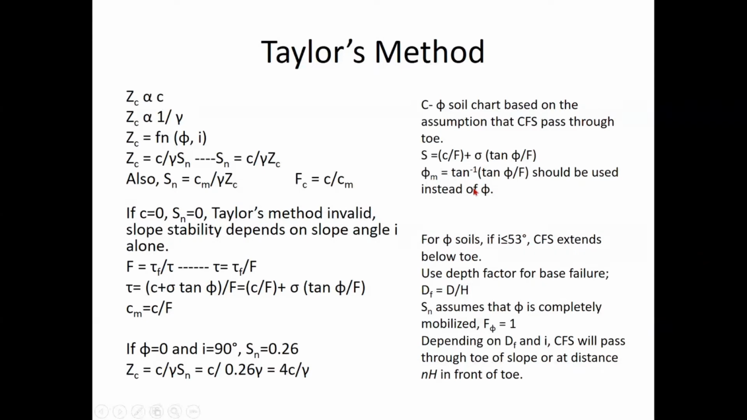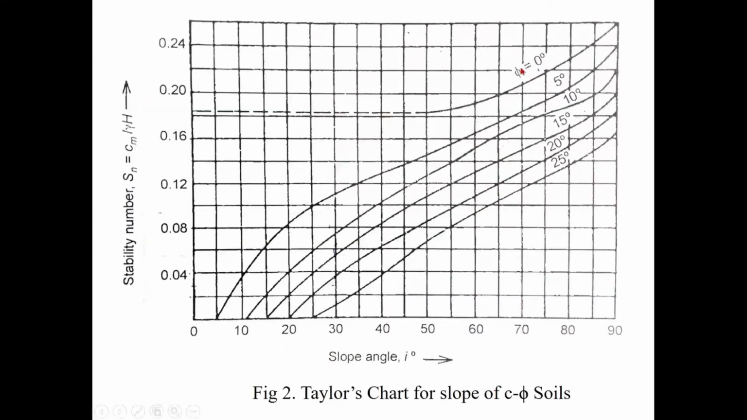Okay. So if you are considering c-phi soil, you have to consider your mobilized friction. For that mobilized friction and for the given slope angle, what is your slope stability number or your slope angle? These values we are going to use for further calculations.